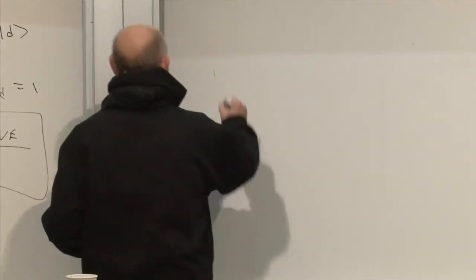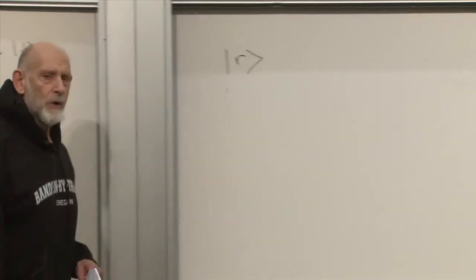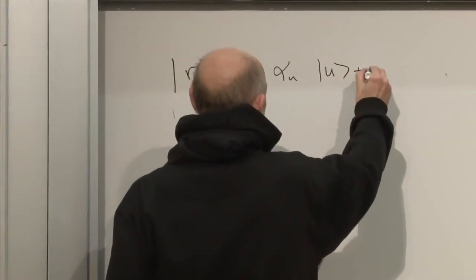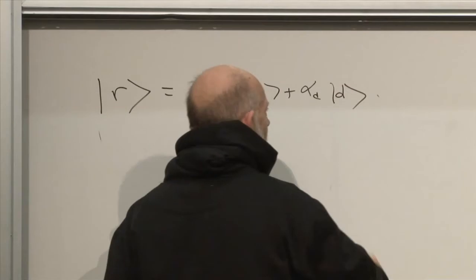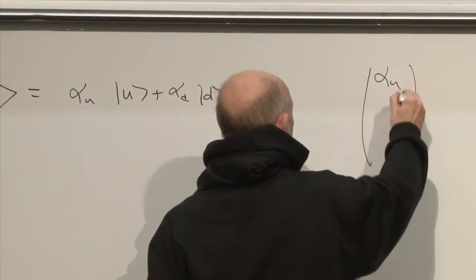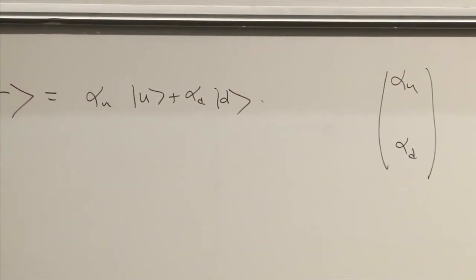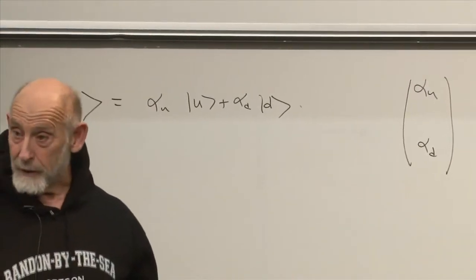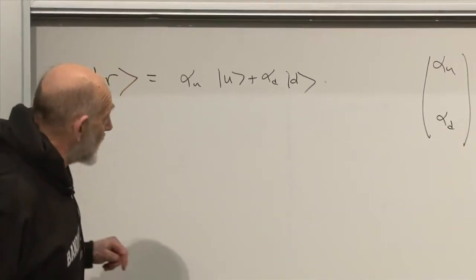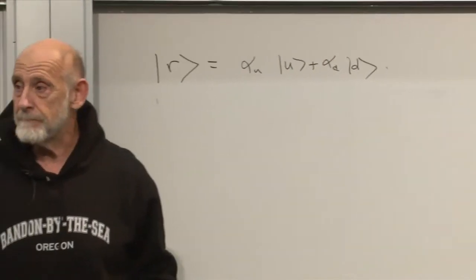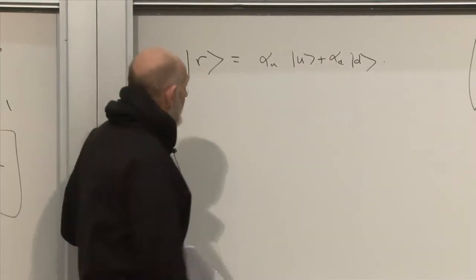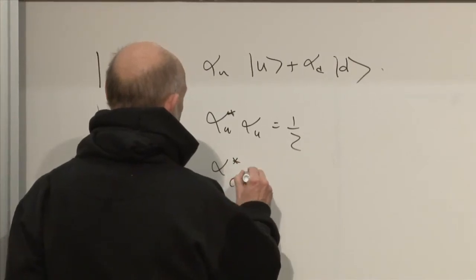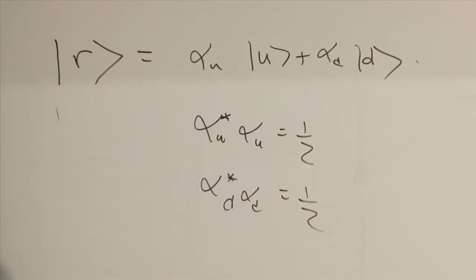So let's look at the state left. No, let's look at the state right. What do we know about it? Well, we know that it must be a combination alpha up, up, plus alpha down, down. We can also write that in the form of a column vector, alpha up and alpha down. Number two, supposing an electron is created pointing along the right direction, the x-axis. What are the probabilities for it to be up and down? You remember? Half. Half. That means that alpha up star alpha up must equal a half, and alpha down star alpha down must equal a half. Okay.